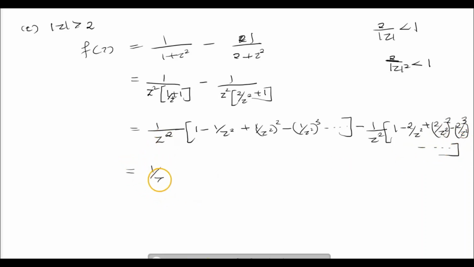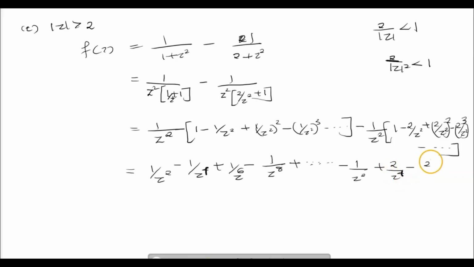So this is 1 by z square minus 1 by z raised to 4 plus 1 by z raised to 6 minus 1 by z raised to 8 etc. This is minus 1 by z square plus 2 by z raised to 4 minus 2 square by z raised to 6 plus 2 cube by z raised to 8 etc. That is the series n is equal to 1 to infinity, 1 by z square, all even terms, 1 by z raised to 2n.